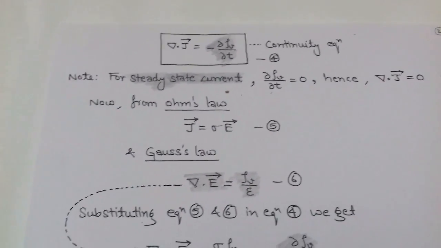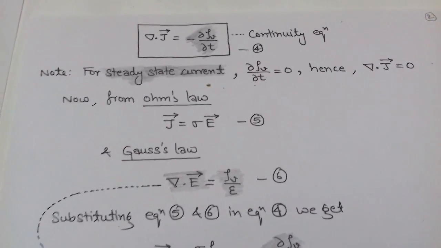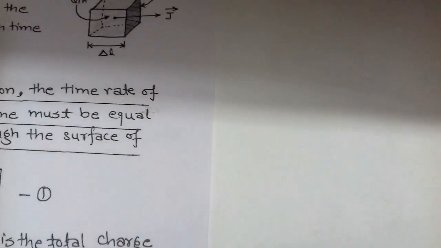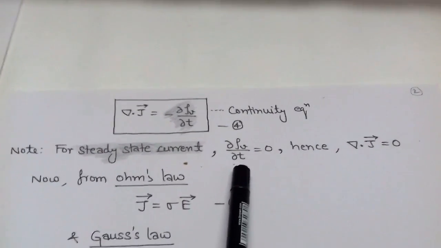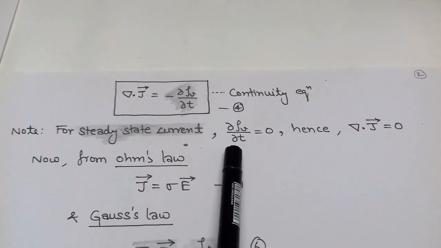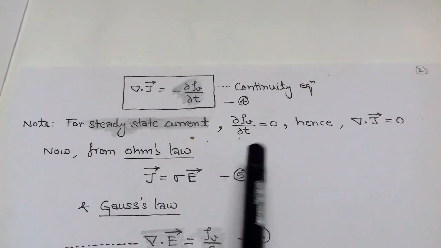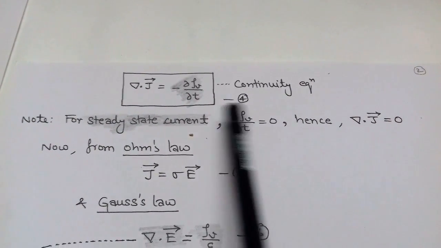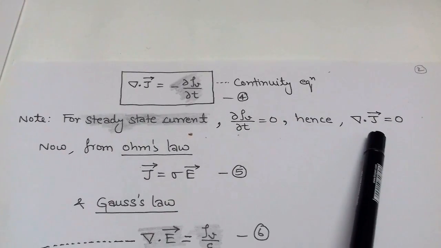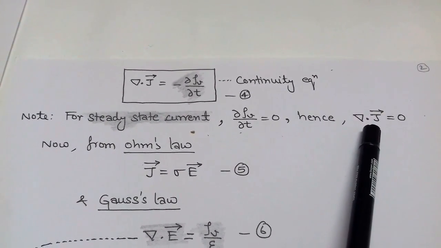Now we consider the outward current to be steady current, meaning it does not change with respect to time. In this case, the del upon del t term is 0, meaning there is no change with respect to time. So from equation 4, the continuity equation becomes divergence of J equals 0. This is the continuity equation for steady state current.